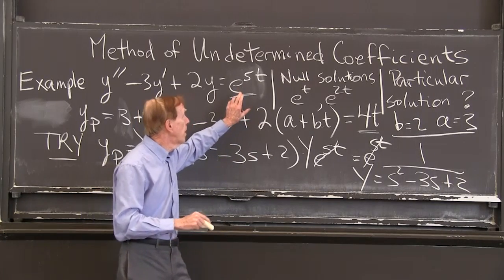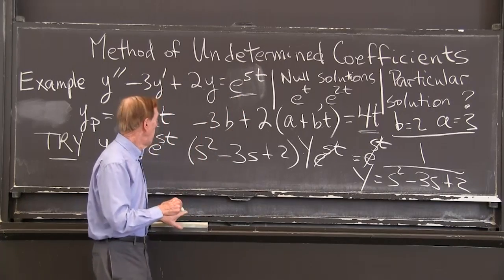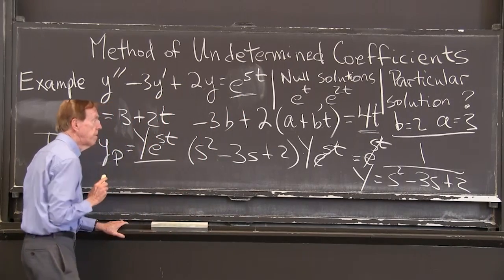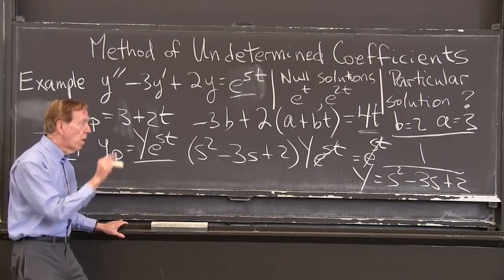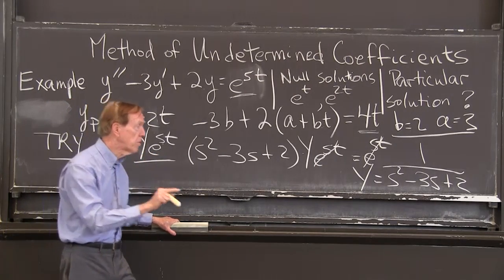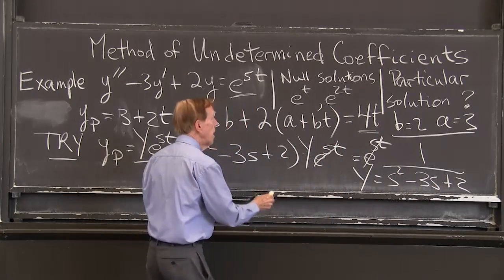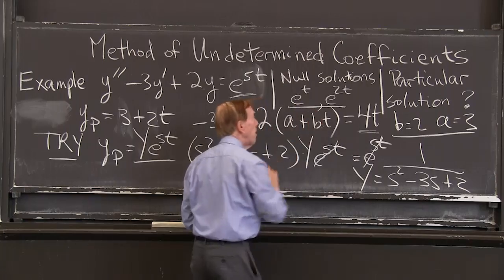I can't deal with s equal 1 with that assumption. Doesn't work. Also s equal 2. What's special about s equal 1 and s equal 2? Those make that 0. They give the null solutions.